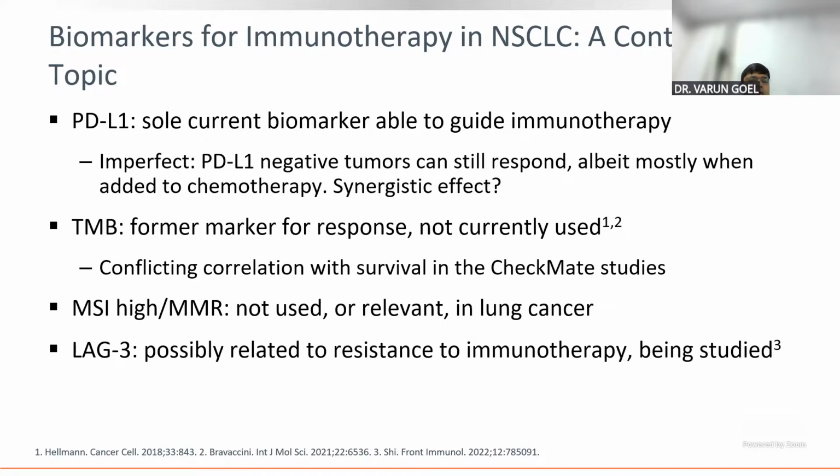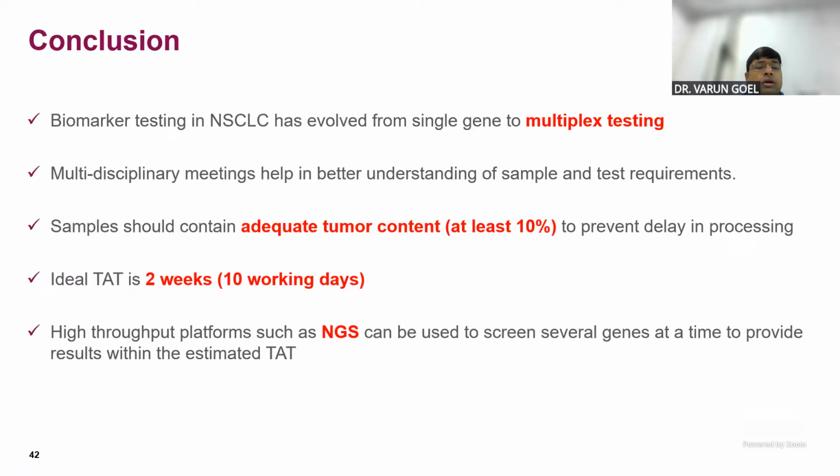Although for lung, MSI testing is especially not used, as per recommendation, for any solid malignancy we can try, we can check MSI, and if it is high, then we can offer pembrolizumab. LAG3 is possibly related to resistance to immunotherapy, being studied, not recommended at this time.